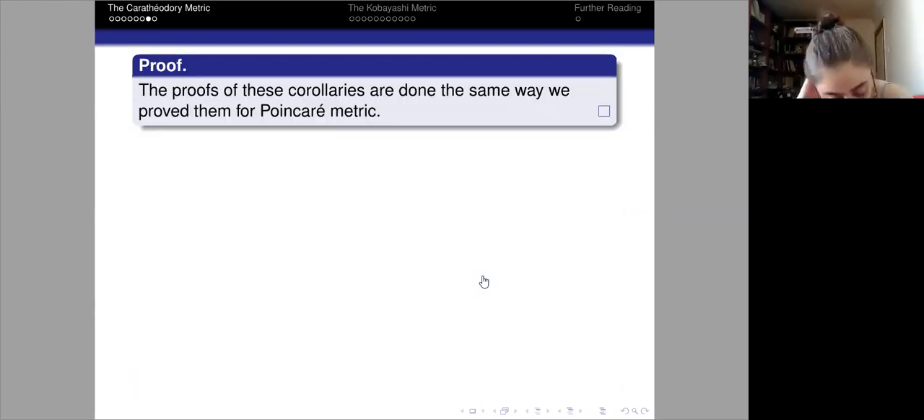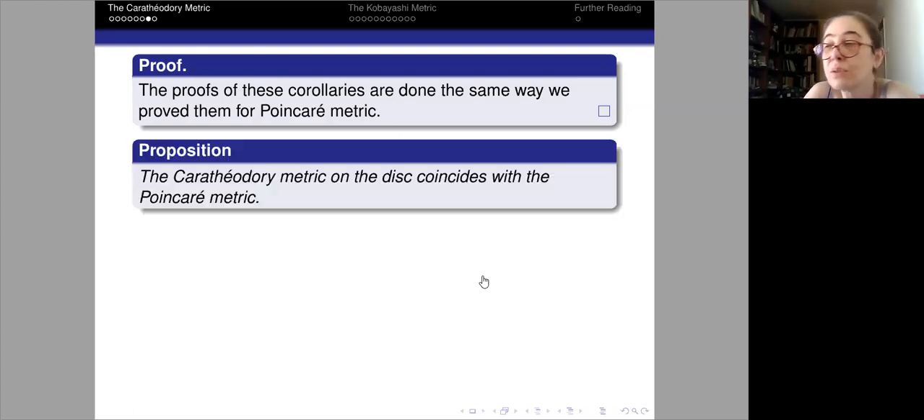Now the proofs can be done exactly the same way we did those things for the Poincaré metric. It's a good exercise. Try either this or the Kobayashi metric. Try to derive these proofs for either this metric or the Kobayashi metric. Then you can see the details more clearly. So we won't go into details of those proofs.